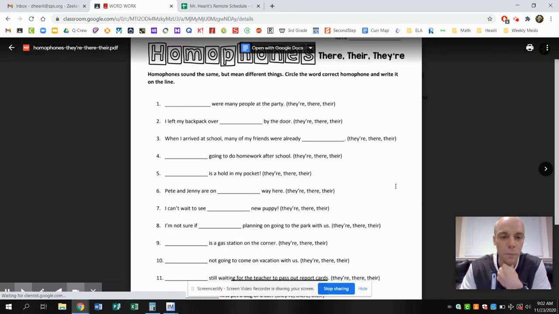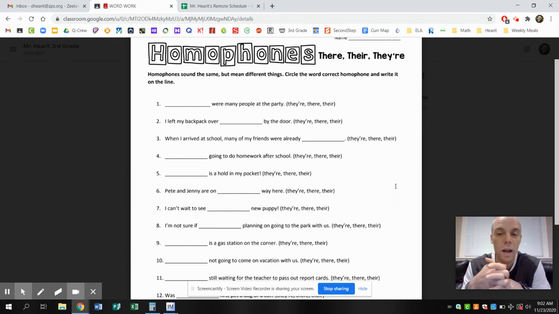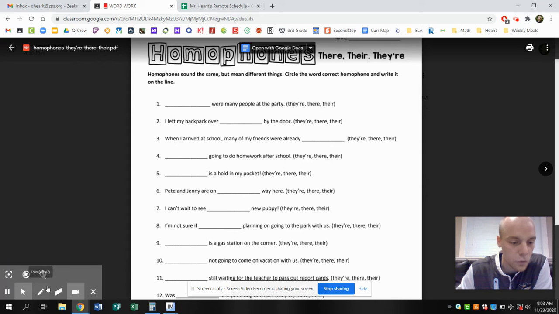If we look at this homophones page, it says homophones have the same sound. Remember, homophones have the same sound, but different meanings and different spellings. You're going to circle the correct homophone, and I also want you to write it on there too. They're only five or six letters long, so I do want you to circle it and then write it. If it's the beginning of a sentence, make sure you have it capitalized. Let me get my pen out. We're doing there, their, they're.